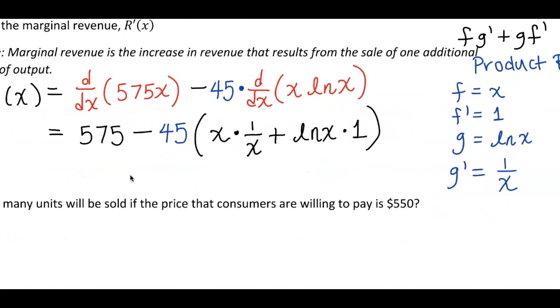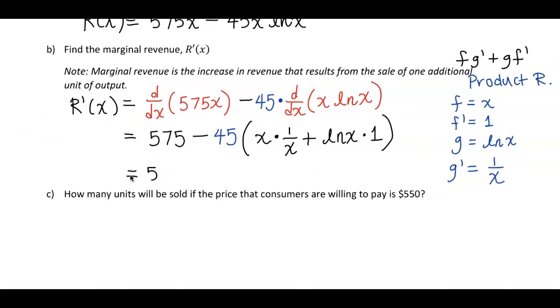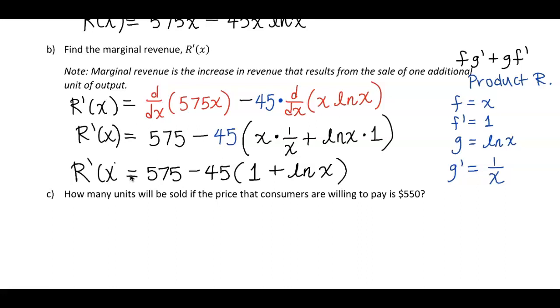All right, zooming out, let's go ahead and write down what we have left then. 575 minus 45, which got pulled out to the front. But if you look at this, x cancels out with 1 over x. So that is just going to give you 1, right? X times 1 over x, guys, is 1. That's why I have the 1 right there. And then I need my plus sign. And natural log of x times 1 is just natural log of x. So we found the marginal revenue function by taking the derivative. I hope I get to use it.